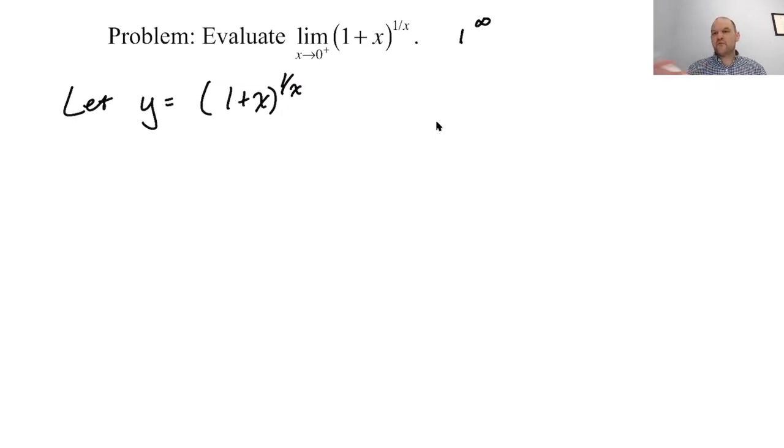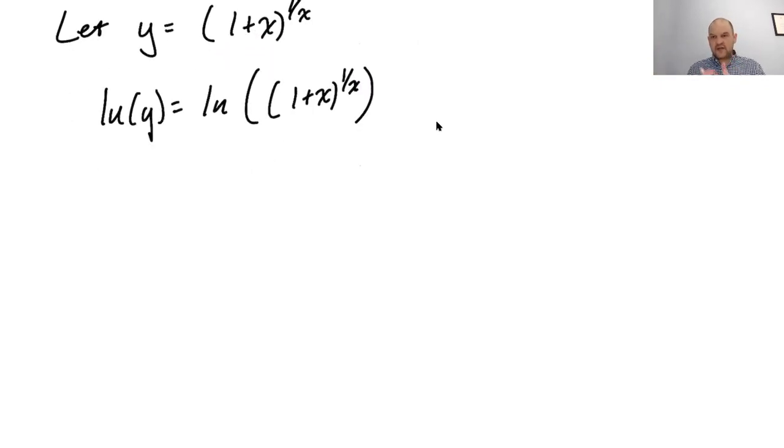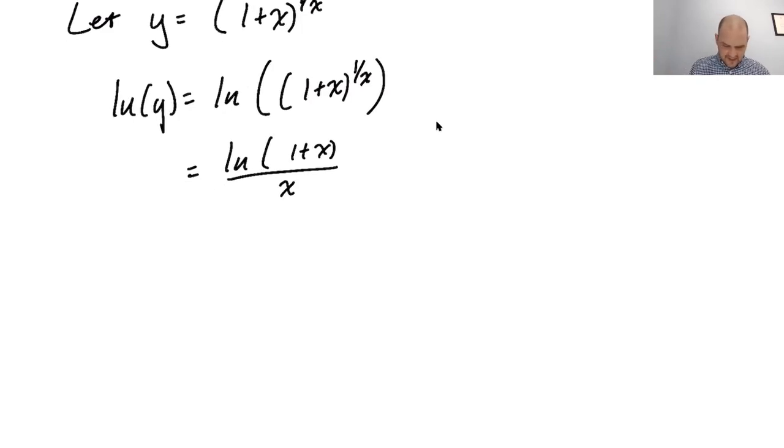For reasons that aren't obvious initially, I'm going to take the natural log of both sides. So this will become the natural log of y equals the natural log of 1 plus x to the 1 over x. Okay, what can we do with natural logs? Well, exponents become coefficients. So now we're just going to work on this right-hand side here. So this, the natural log of 1 plus x to the 1 over x, is 1 over x times the natural log of 1 plus x, however you want to think of that. You should think of it this way, though. All right, so that's the natural log of y.